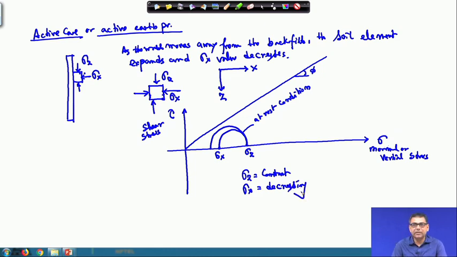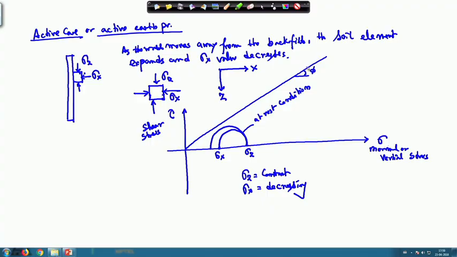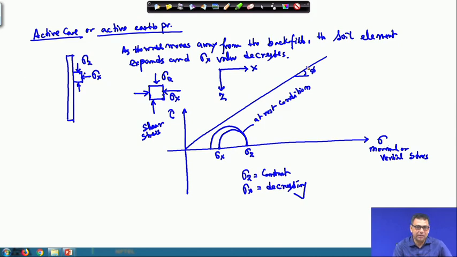Okay. Sigma x is decreasing. So, there will be a situation when your Mohr circle will touch this envelope. That is the limit, because any Mohr circle will not cross this line, because this is your failure envelope. If any Mohr circle touches this line, it means there is a failure. So, remember that any Mohr circle will not cross this line.